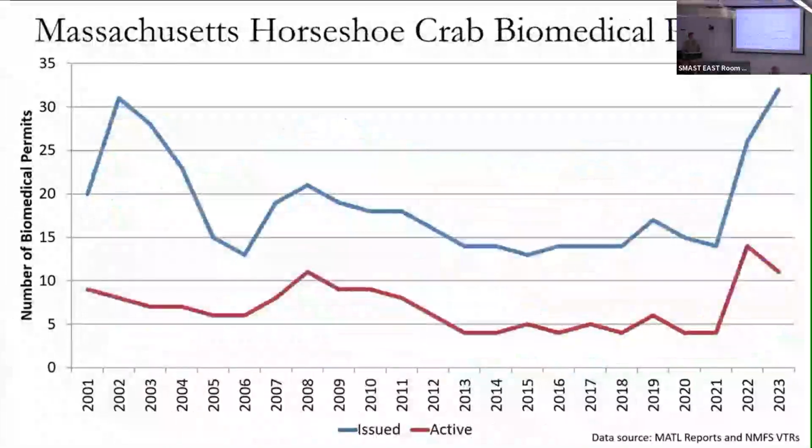And this is for biomedical. Bit of an opposite trend. It's actually going up. With the addition of that second biomedical firm, we've seen an increase in the number of permits fishing for biomedical. So for a period of time, we only had 4 or 5 guys fishing biomedical. Now it's over 10.